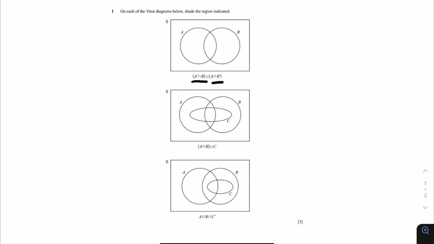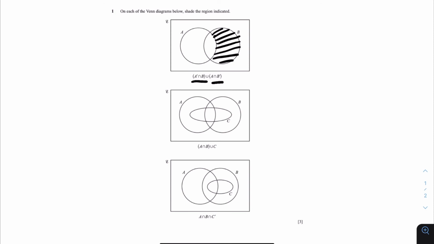So what is A prime intersection B? A prime denotes all the areas that are not A, and B is the intersection of those which are B. So B would be all of this here, but A prime strictly states that it can't be in here because that's also where A is. Therefore, A prime intersection B, we're going to shade one way. Like we saw in the last question, shading in different directions allows us to identify the region where they overlap.